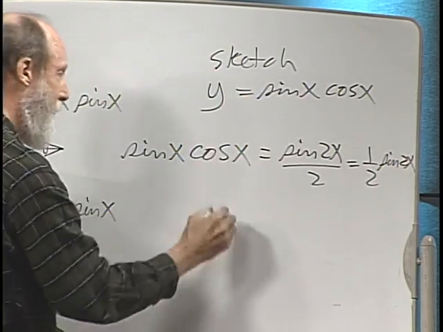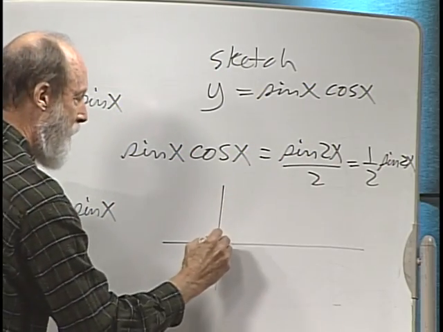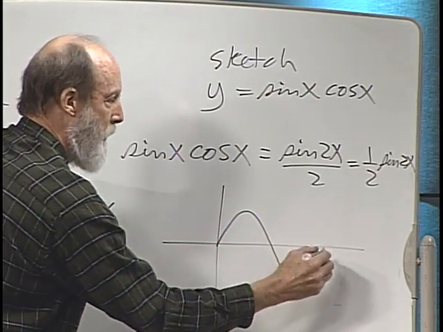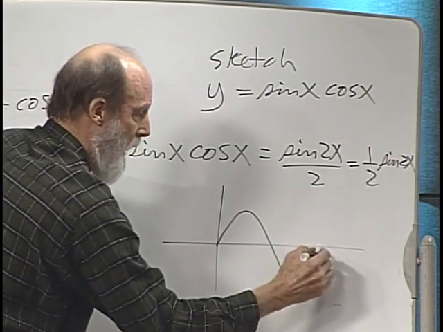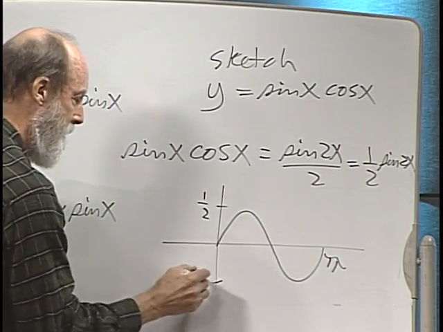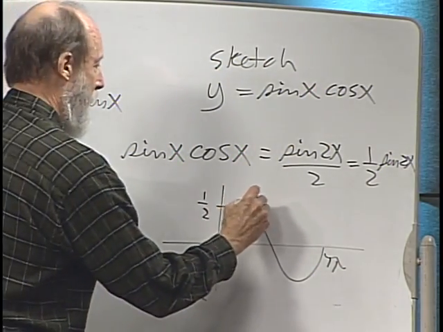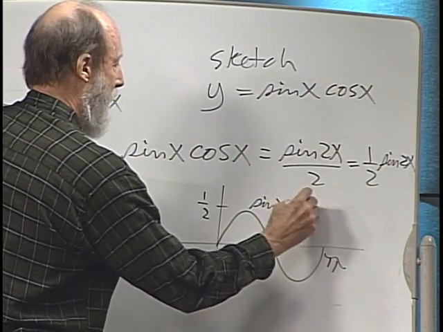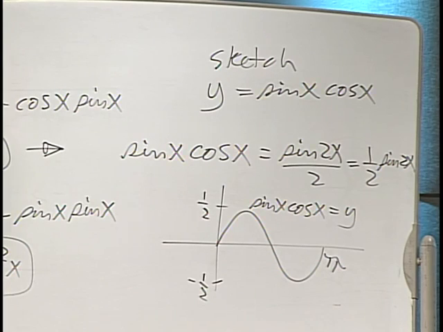So the sketch of that thing right there, of sine x times cos x, is going to be a nice sine wave, but the period is not going to be 2 pi anymore. It's only going to be pi, and the amplitude is going to be 1/2. There's a sketch of sine x times cosine x equals y. Pretty slick. Okay.